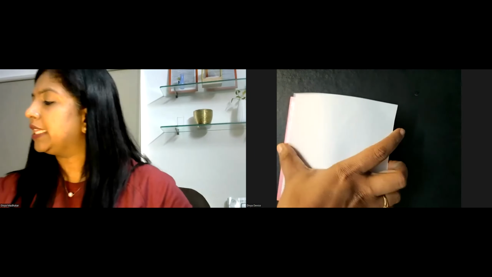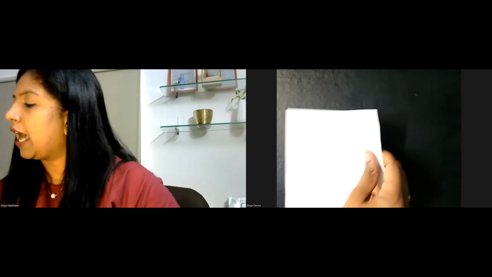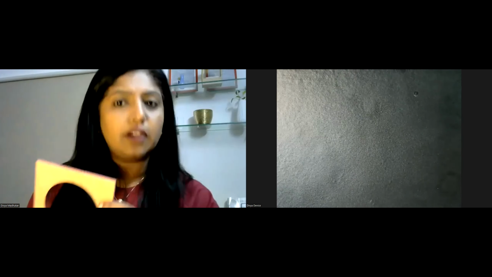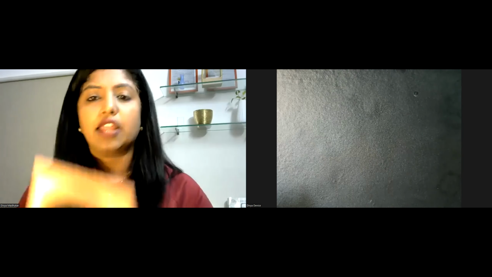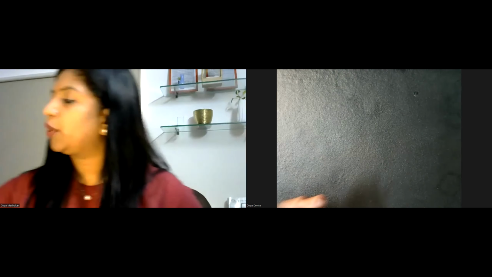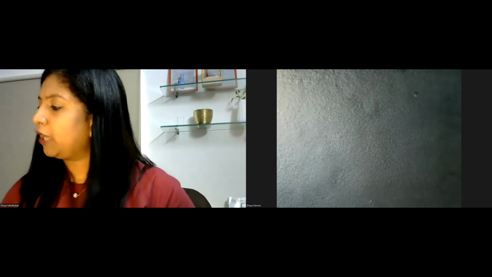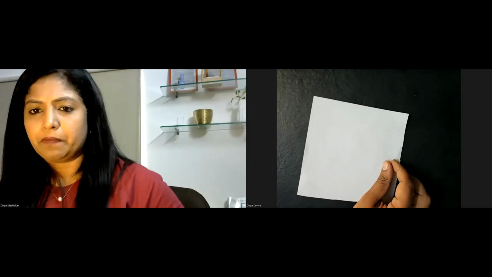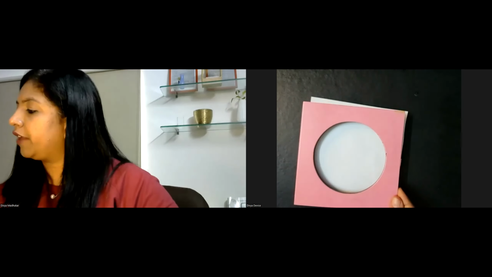Now, when I'm putting this down, I need to also have another board. I don't have a board right now. The board will also be of the same size. You keep the board first. Then on top of it, you keep the paper. Then you keep your frame.